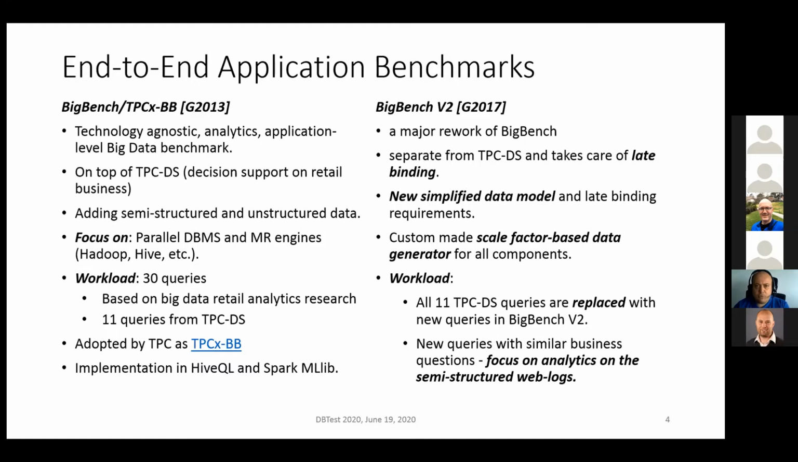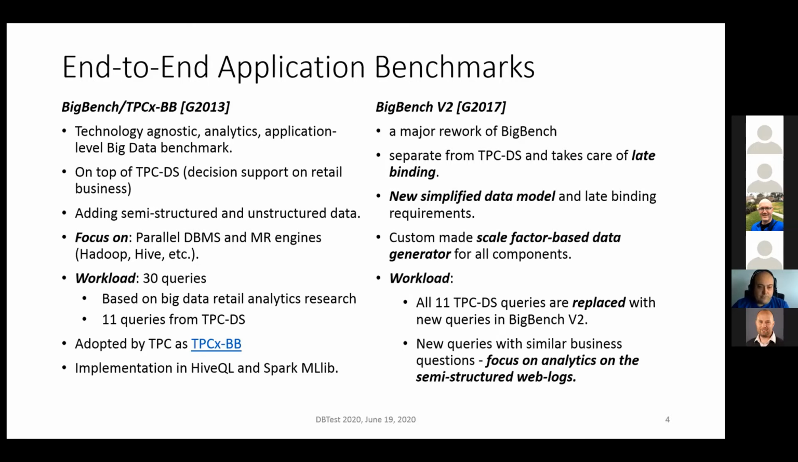I guess most of you are familiar with BigBench, which was later standardized as TPCx-BB. It was the first end-to-end big data benchmark. It relied on TPC-DS, so it used the schema of TPC-DS and also some of its queries. Additionally, BigBench introduced semi-structured and unstructured data. The focus of BigBench was on these new parallel database management systems like MapReduce and Hadoop.